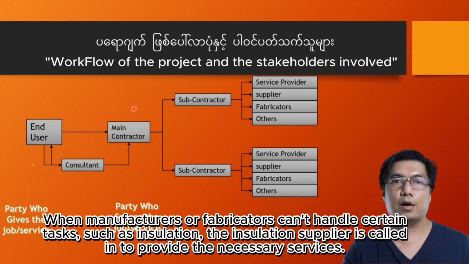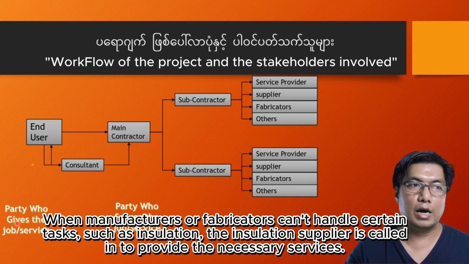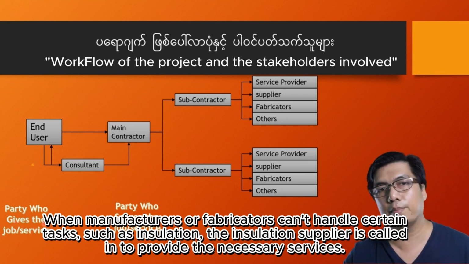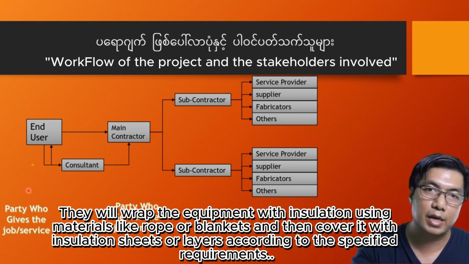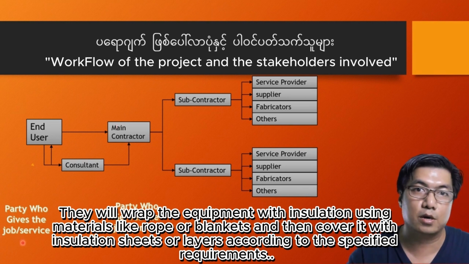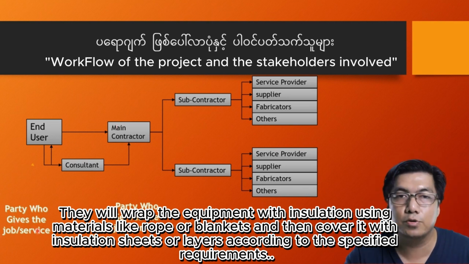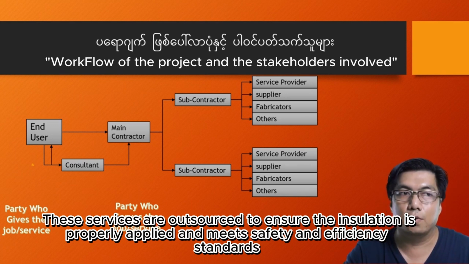When manufacturers or fabricators can't handle certain tasks, such as insulation, the insulation supplier is called in to provide the necessary services. They will wrap the equipment with insulation using materials like rope or blankets and then cover it with insulation sheets or layers according to the specified requirements. These services are outsourced to ensure the insulation is properly applied and meets safety and efficiency standards.